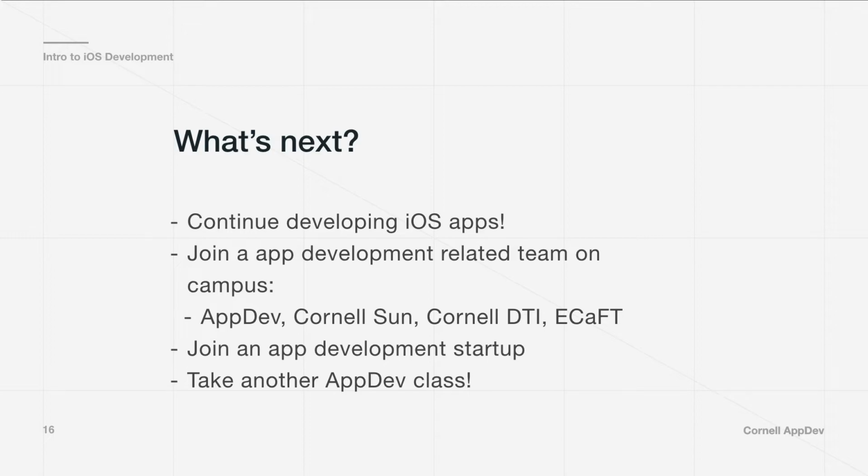So if you really liked what you learned in this class, you can continue developing iOS apps, whether it's from your current hack challenge project or maybe you start something new. You can also join an app development related team on campus, such as AppDev. The Cornell Sun has an iOS team. Fun fact, join the iOS team on the Sun. Cornell DTI and eCornell. You can also join an app development startup because there's a lot of entrepreneurial ventures here on this campus. Or if you like this class and you're interested in backend or digital product design, take another AppDev class.